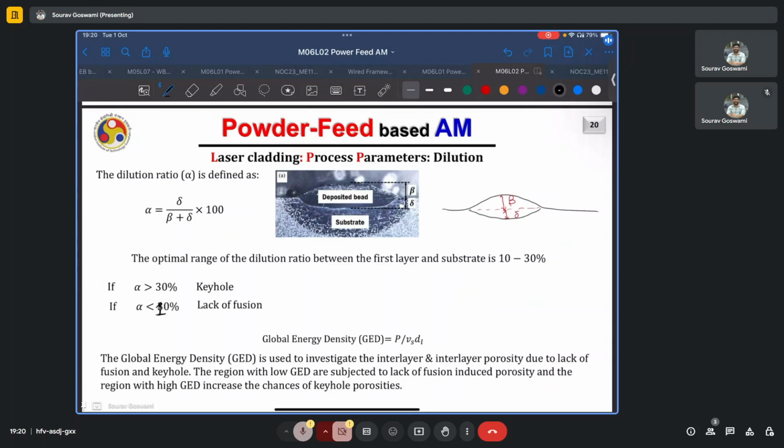The global energy density is used to investigate the interlayer and intralayer porosity due to the lack of fusion or keyhole. The regions with low global energy density are subjected to lack of fusion-induced porosity, and the regions with high global energy density have the chances of keyhole porosities.